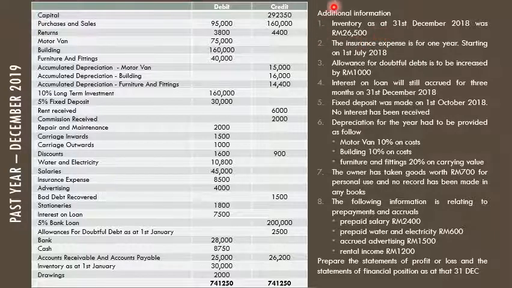So this is the closing stock after they did the stock take. It means after they went into the warehouse and counted manually, it was found that the warehouse still had stock worth 26,500. And then they have also said that the insurance expense is for 1 year starting on 1st July 2018. So here is your inventory. Where is your insurance? Here, this insurance, 8,500. Okay, this is for one year starting 1 July 2018.